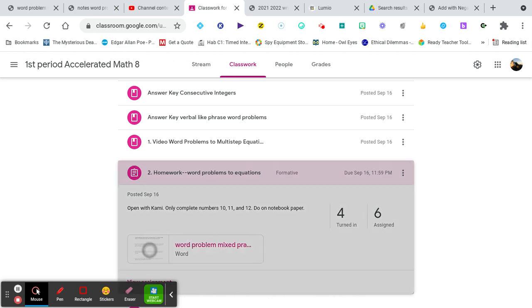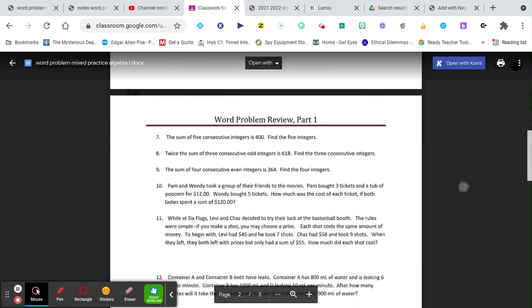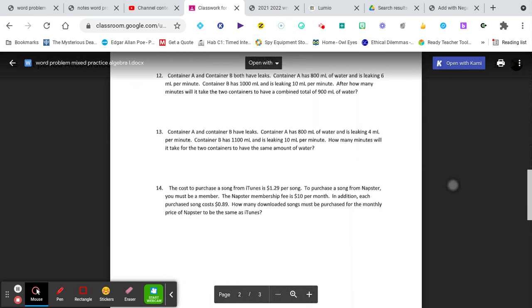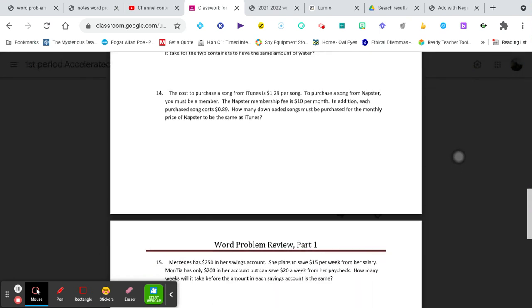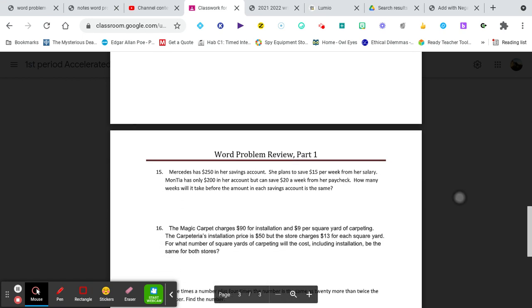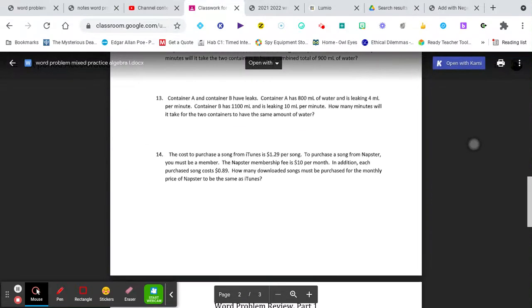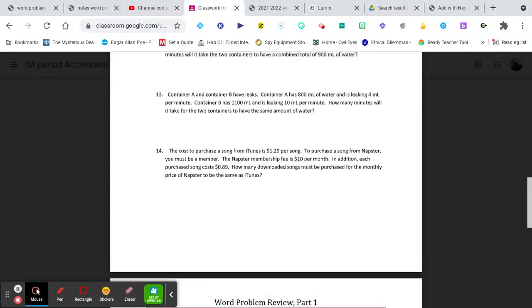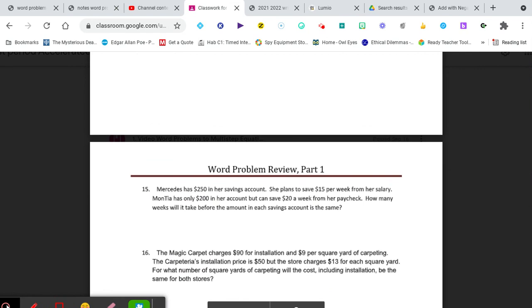Let me see what numbers I'm going to assign. I'm going to assign numbers 13, 14, and make sure these are not the same, 15, and 16. They look like the problems in the notes, but I changed the numbers just a tad bit. Numbers 13, 14, 15, and 16. You'll need to upload those into tonight's section.